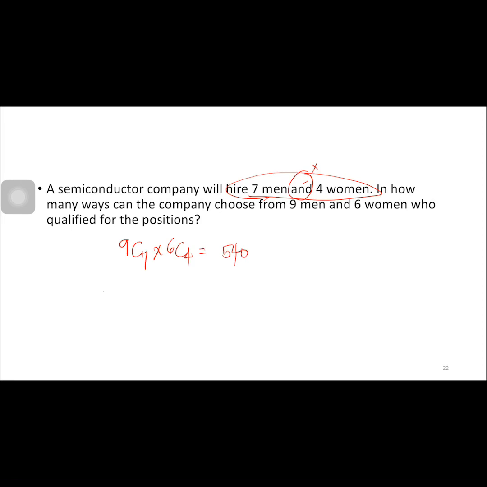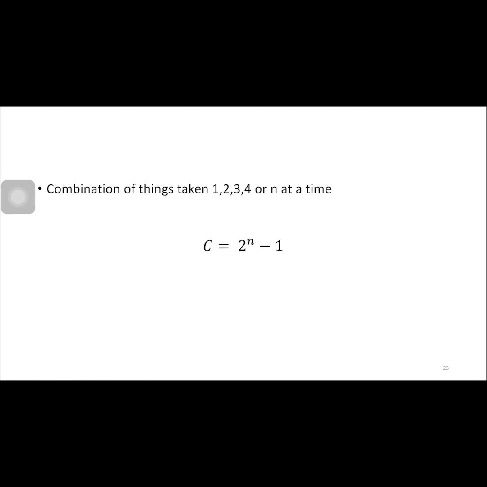Please take note of this: if it's "and", we multiply. If it's "or", then we add. Next is a combination of things taken 1, 2, 3, 4, or n at a time. We use this formula: C is equal to 2 raised to n minus 1. For example, in how many ways can you fill a box with books if you can choose from 6 different books? We have 2 raised to 6 minus 1, that is equal to 63.